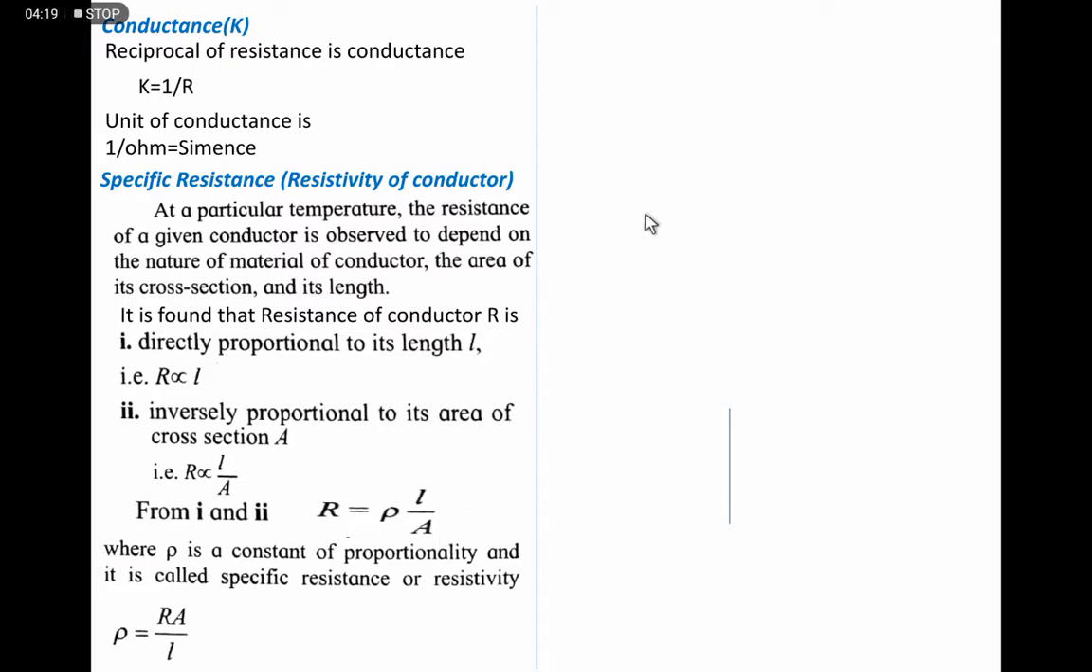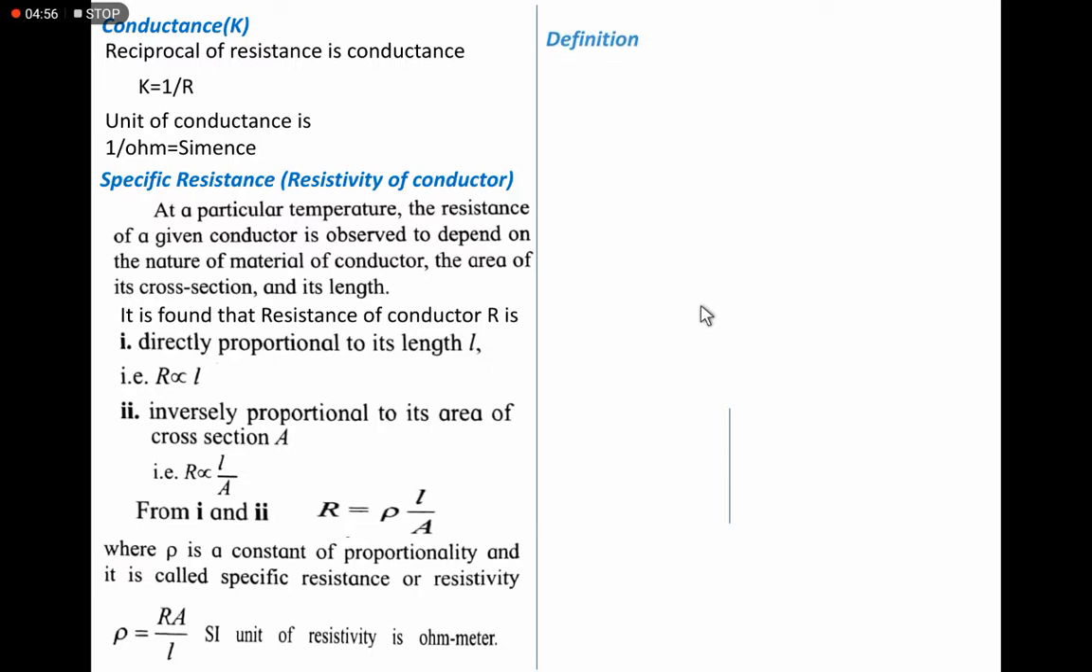The specific resistance of the conductor is determined by this equation. For the unit of specific resistance, we know resistance is in ohm, area is in meter square, and the SI unit of length is meter. Meter square by meter, one meter is cancelled, and the SI unit of specific resistance will be ohm meter.